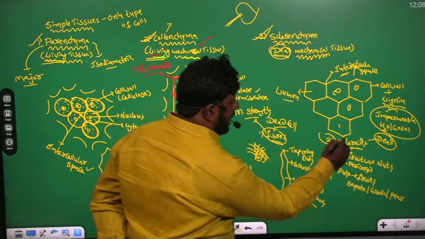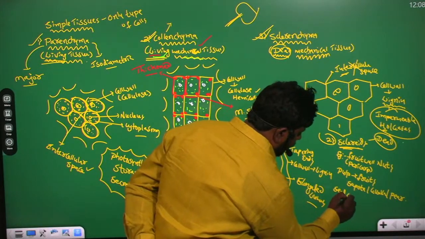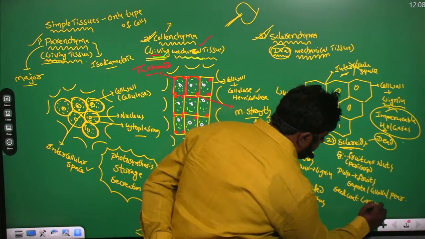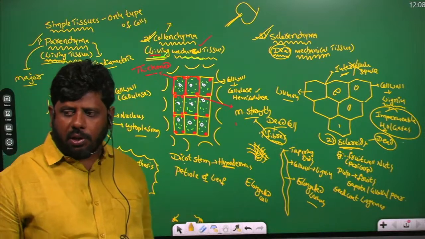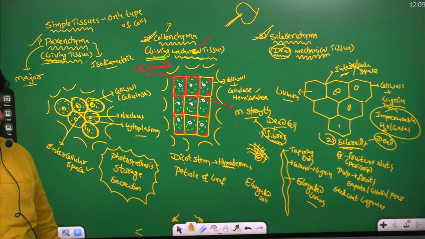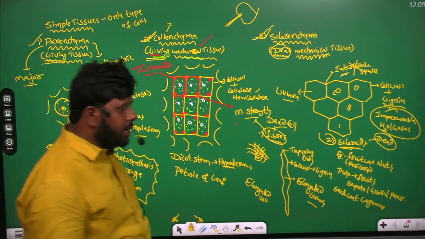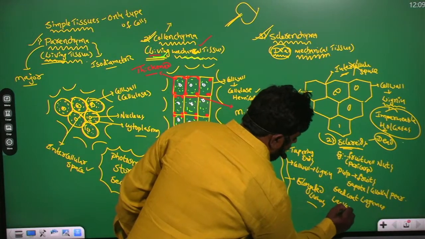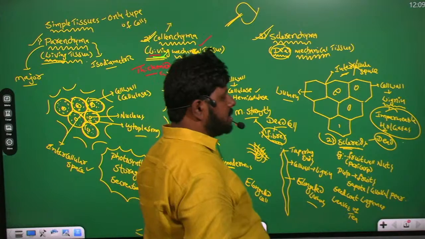And scleroids are also present in the seed coat of legumes. Legumes mean the plants which belong to Leguminosae or Fabaceae are called legumes. The seed coat of legumes also consists of scleroid. And scleroids are also present in the leaves of tea plants. Leaves of tea plants consist of scleroid.